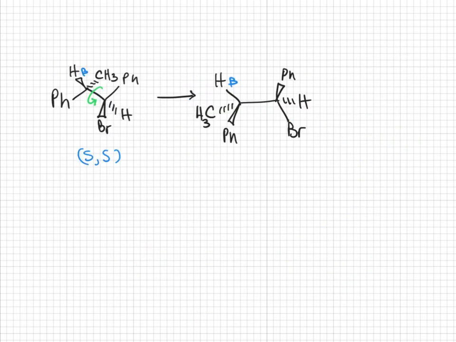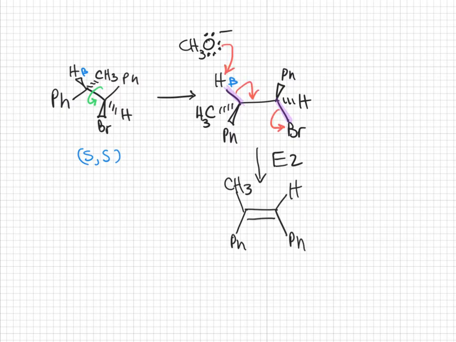One can also view the rotation about the sigma bond using zigzag structures. We rotate the sigma bond so that the beta proton and the bromide leaving group are collinear in the plane of the paper. Stereospecific elimination affords the alkene. The two phenyl substituents are cis, while the methyl and the hydrogen are on the opposite face of the alkene.